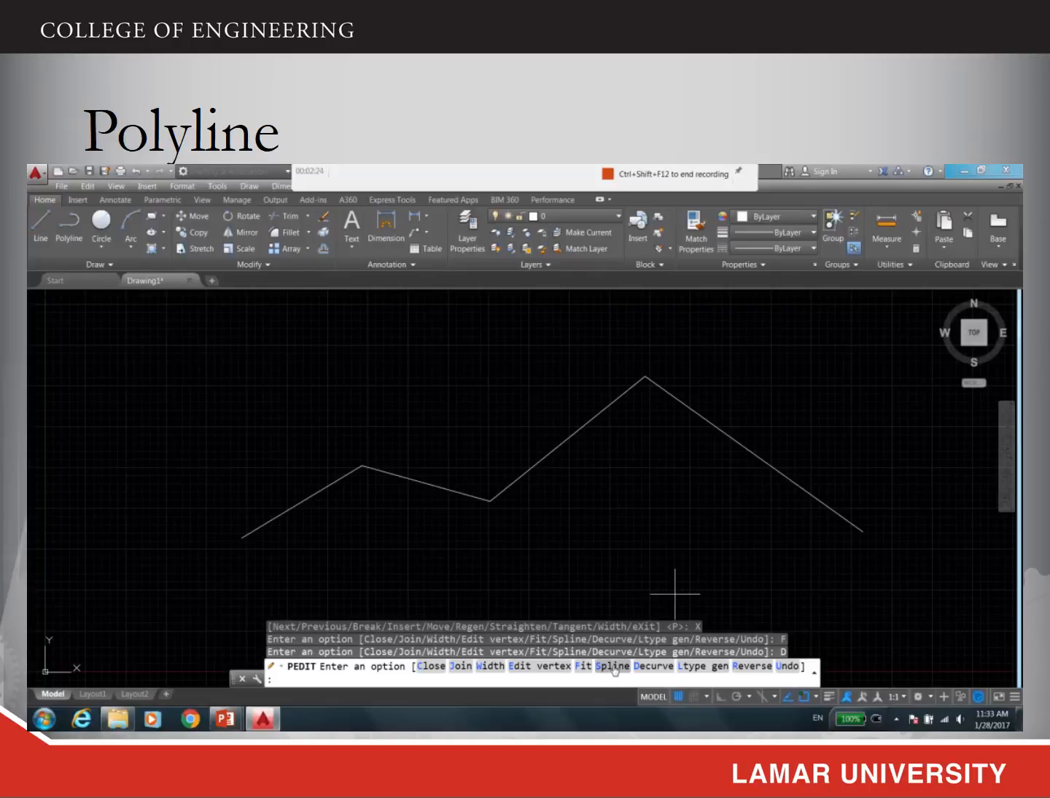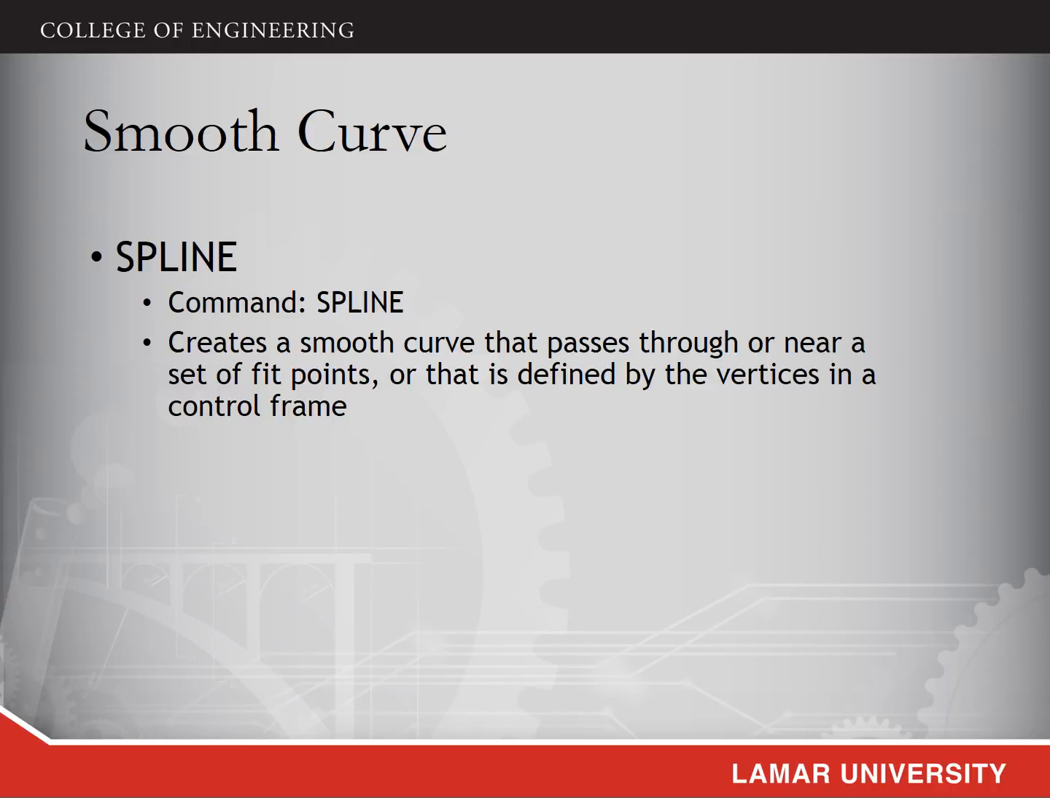And the spline is another function for you to smooth the polyline. If we choose a spline, the polyline will be further smoothed, and this function will also be introduced in the next slides. And you also can change it back with the decurve function, and this would be the operation about editing a polyline.